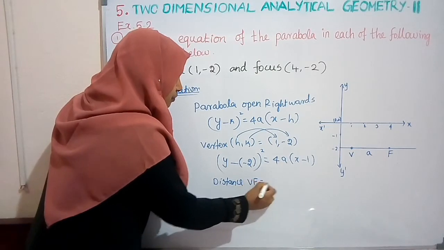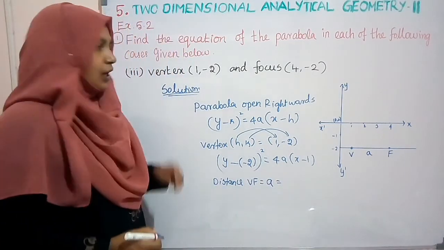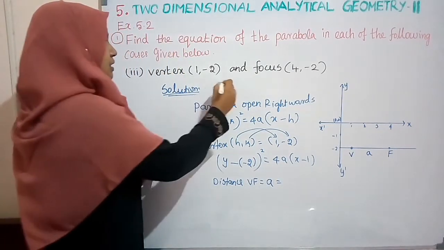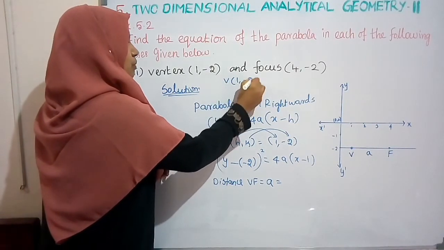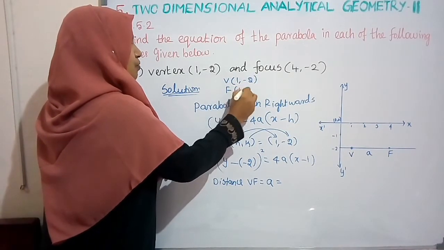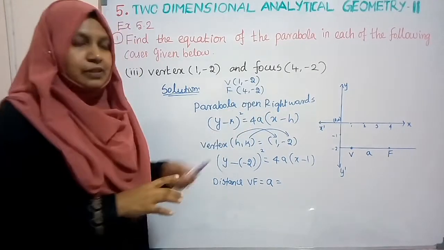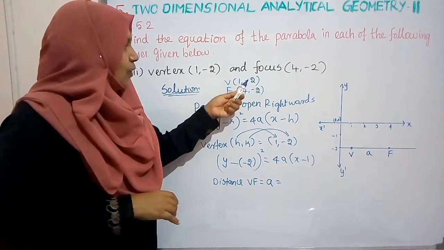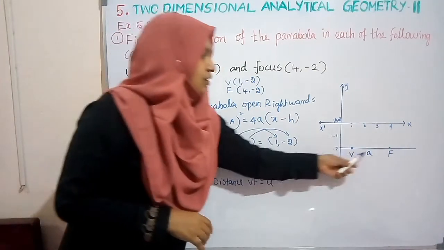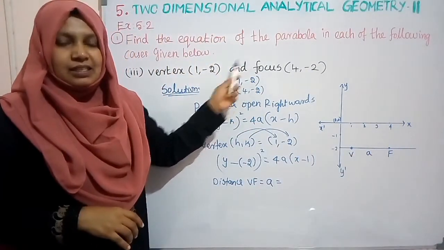The distance between V and F is equal to a. How to find the distance between them? See, the point V is (1, -2) and F is (4, -2). Observe these two points. Here the y coordinates are the same because they are lying on the same line.